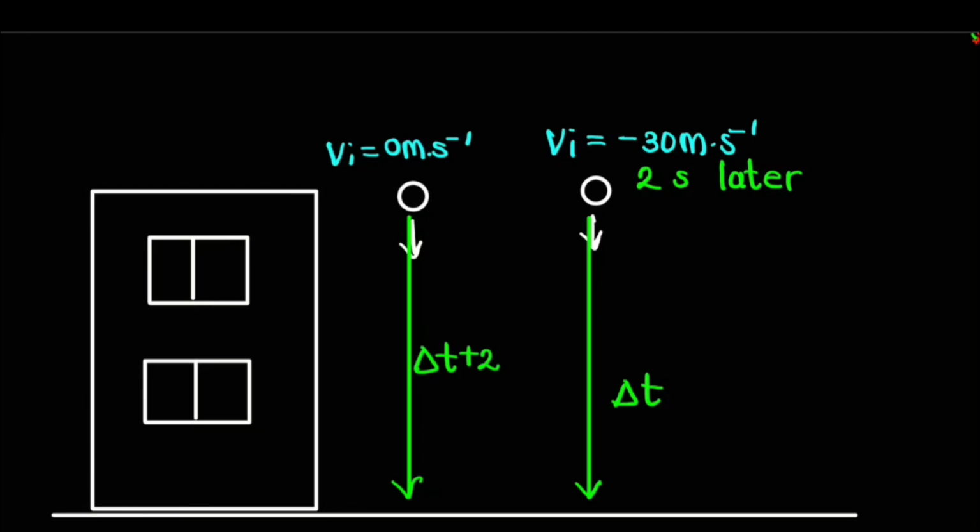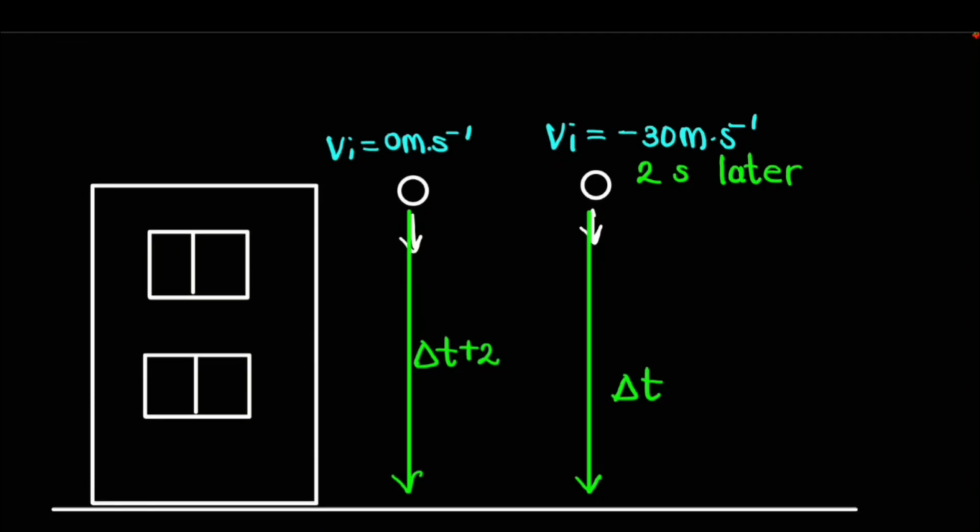And we know that for the first stone, the time that it took to reach the ground would be delta t plus 2, so the extra 2-second head start that it had. And your second stone, we're just taking that as delta t. This is what we have to go on with. Now, since we don't know what VF is, there's only one formula that we can use.